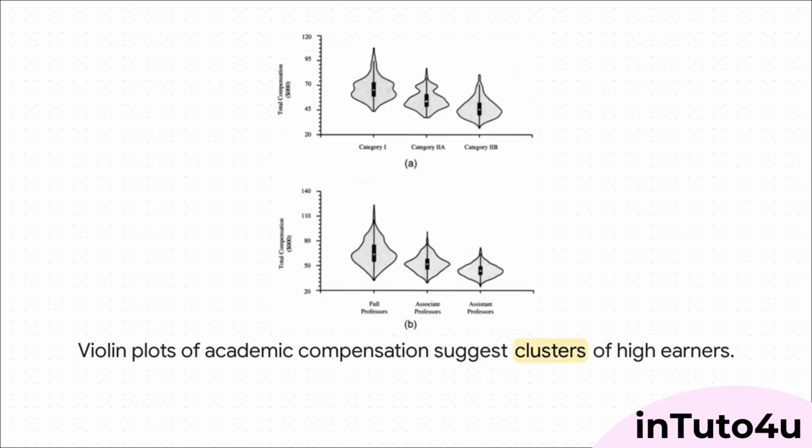Or, how about this chart of academic salaries? When you break it down by rank, the violin plots show these interesting bumps and bulges. See how you can spot little clusters of higher earners, especially for full professors? That's the kind of thing that tells you, hey, there are some interesting subgroups in here you should probably investigate. It's a perfect tool for exploration.